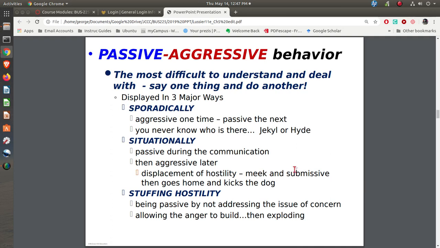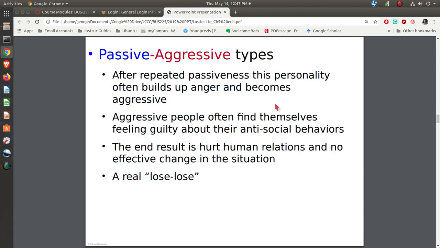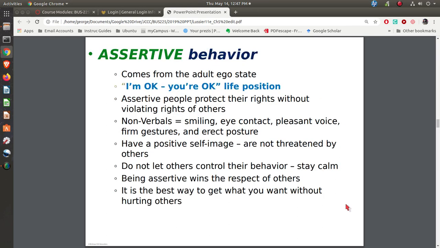Passive-aggressive is where you don't know who it is that you're dealing with. In other words, you're going to see people say one thing and then actually do another. It's like the meeting after the meeting. They might agree during the meeting. After the meeting, they disagree. Passive-aggressive types sometimes will come across and let it build up, and all of a sudden it just kind of explodes. And it's basically a real lose-lose as far as the interactions are concerned.